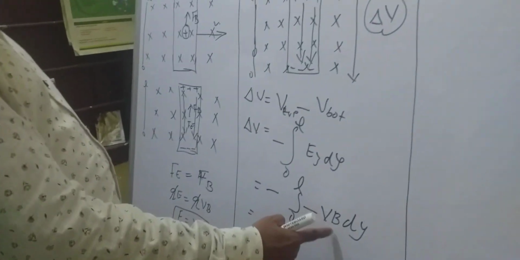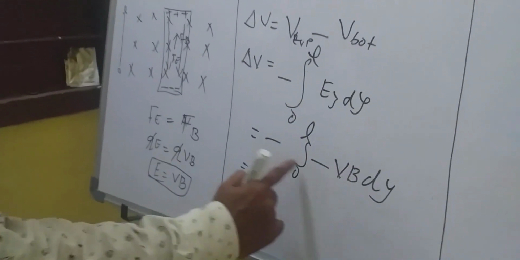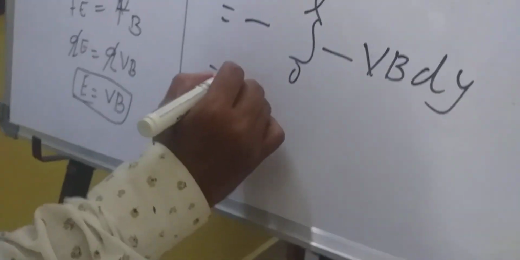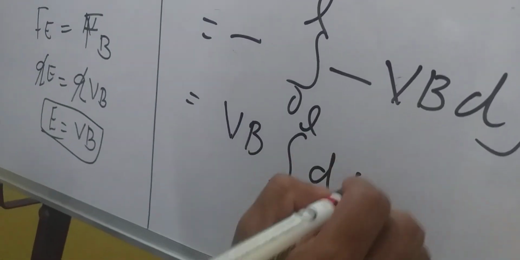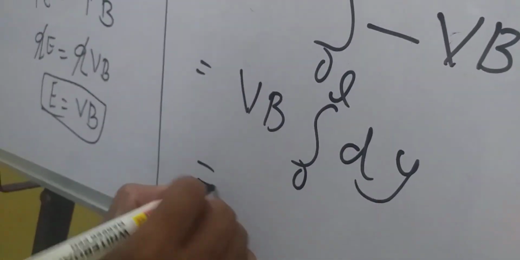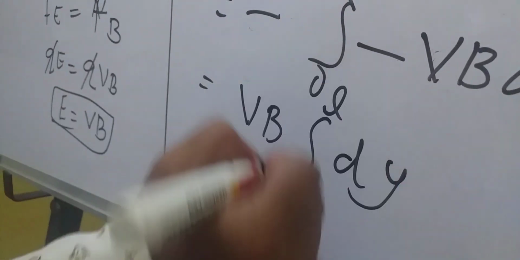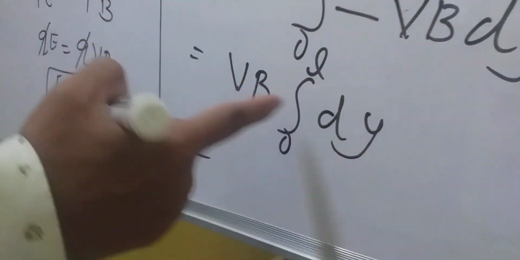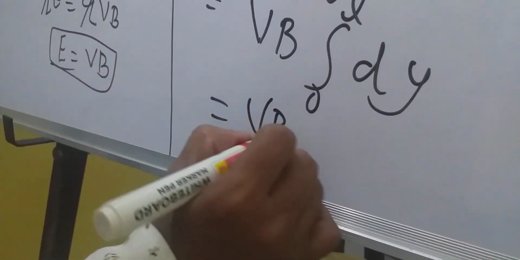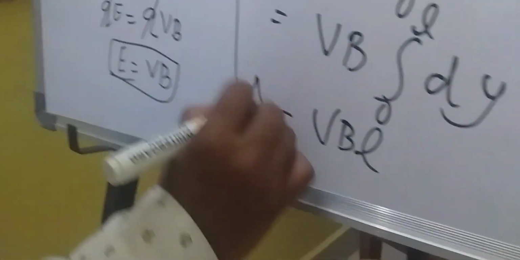V and B are constant, so we take them out. Minus into minus gives plus. So VB times the integration from 0 to L of dy. This is a simple integration: we put in the upper limit minus the lower limit, L. So we get VBL. This is the potential difference.